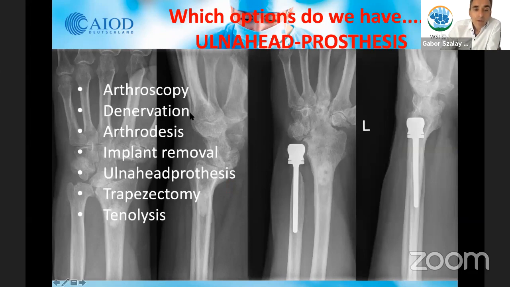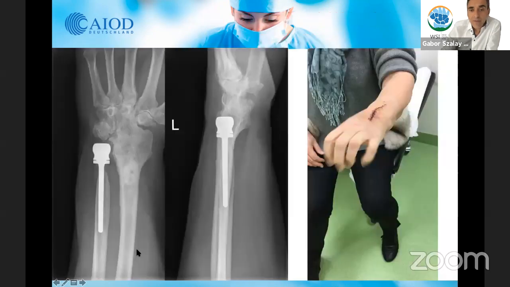I went on with the denervation. Then I did the arthrodesis of the wrist. I made an implant removal because we thought it's disturbing. Then I put the ulnar head prosthesis inside. I made the trapezectomy because of the CMC arthrosis. And at the end, I made a tenolysis. And the question now, how is she doing, this lady after 2, 4, 6, 7 surgeries.